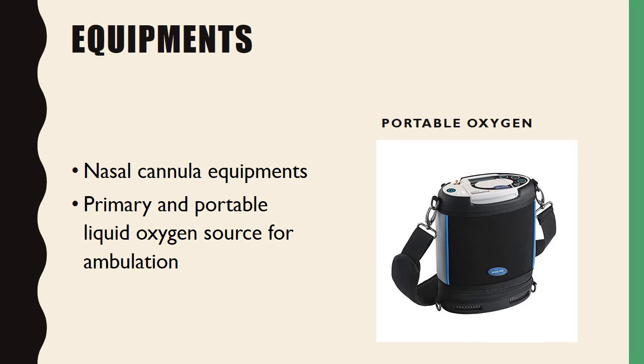What equipment will be needed? The nasal cannula and all the equipment needed for delivering oxygen should be there, and a primary and portable liquid oxygen source for ambulation. Ambulation is the ability to walk. So while walking itself we can administer oxygen, and with that oxygen we can walk and move freely. In the picture you can see the portable oxygen. On one shoulder you can carry the bag, and there we can connect the oxygen tube and the nasal cannula, so oxygen will be delivered to the patient.